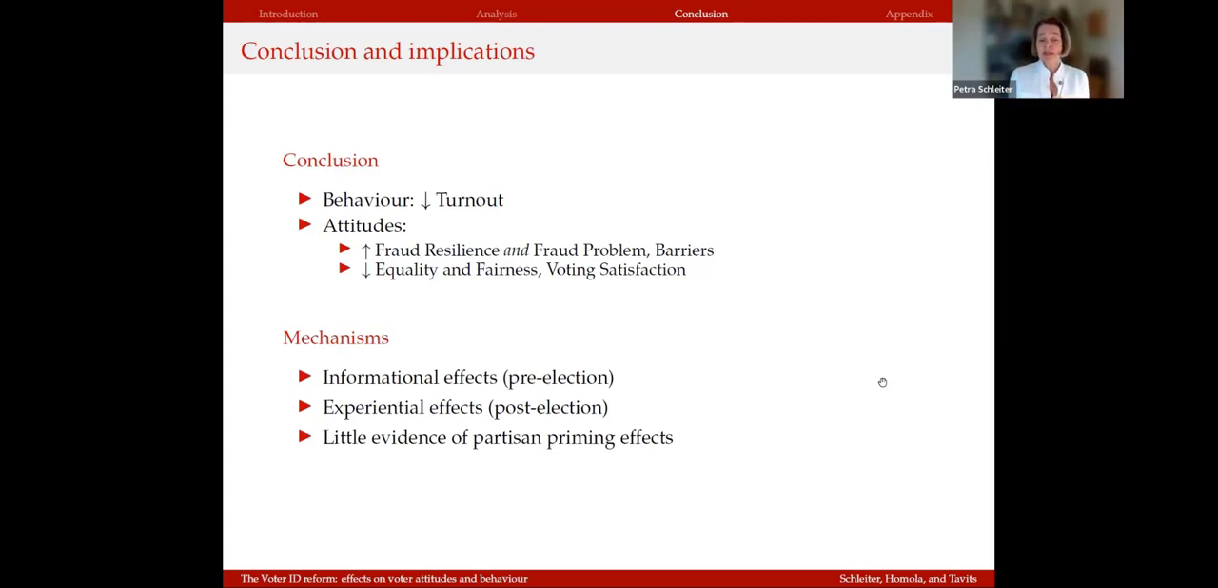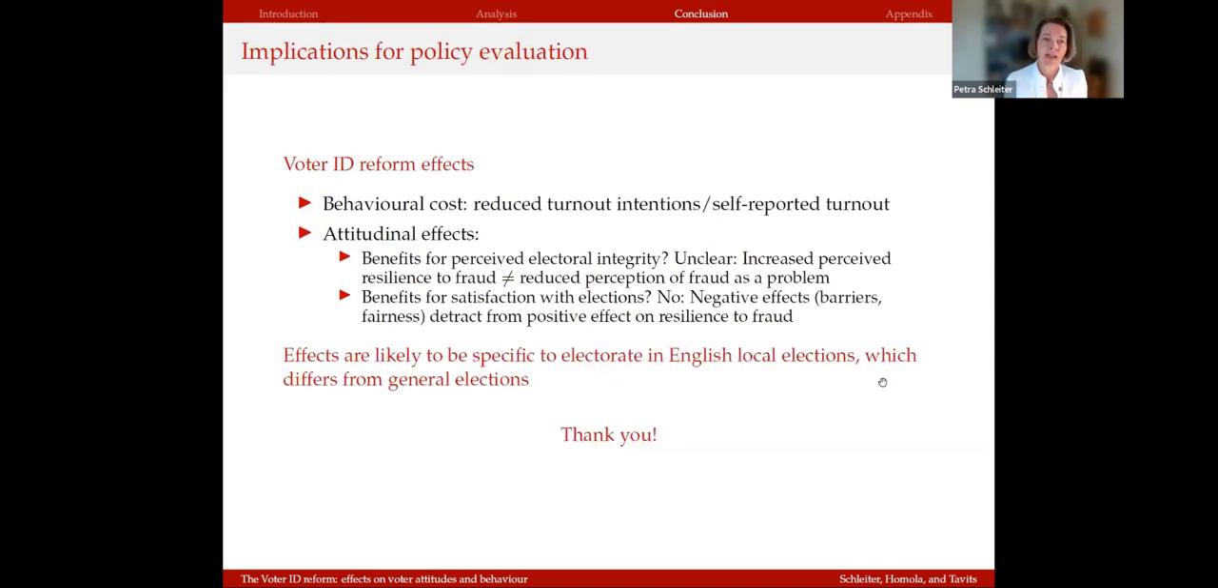In terms of the mechanisms that I mentioned earlier, we see informational effects in the pre-election survey in 2023 and experiential effects in the post-election survey in 2023. We see relatively little evidence of partisan priming and partisan polarization so far over the introduction of voter ID. So what are the implications then for policy evaluation?